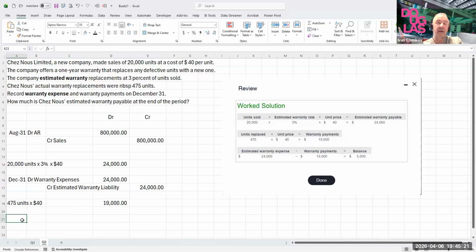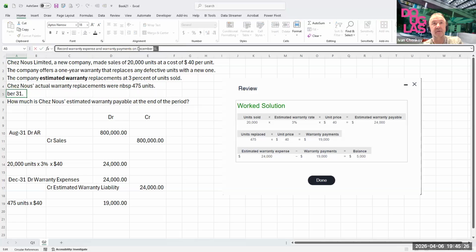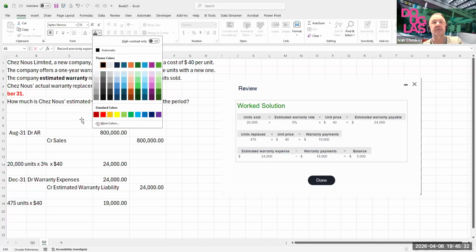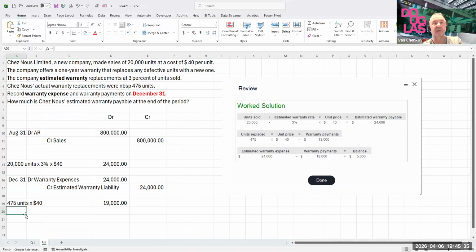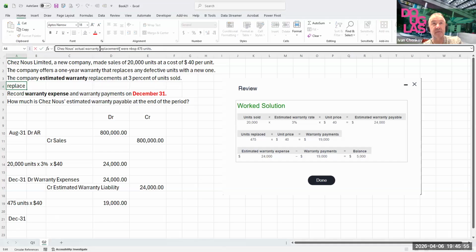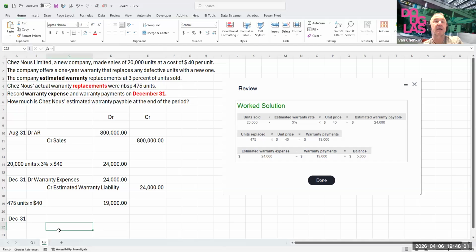So what do you have to do? Again on December 31st, it says in the question, December 31st. Let's move it to a different color so you can actually see it. On December 31st, let's do this entry now. What we have to do is replace those units, because here it says the actual warranty replacements. It's not payments, it's replacements. So how can we replace it? By using inventory.